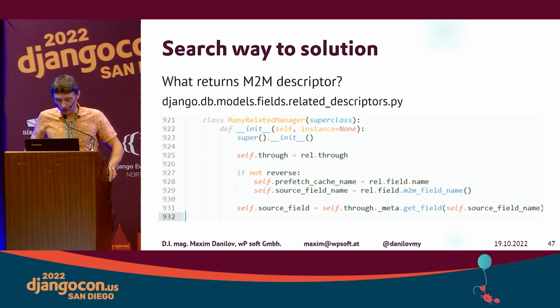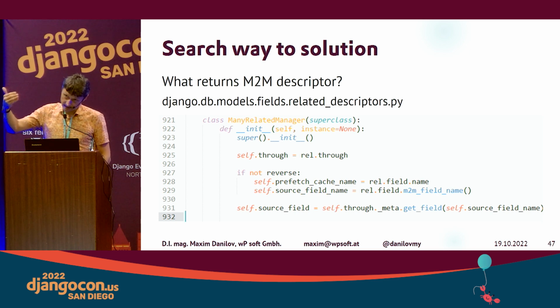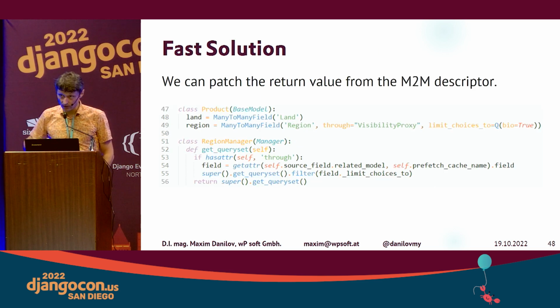We can try to search a way to solution. What is a many-to-many field in our model class? A many-to-many field adds one descriptor to the class. This descriptor returns us a many related manager. In this many related manager, we have many additional attributes, and this many-to-many manager is a child class of the parent class, which is the data manager from our many-to-many model.